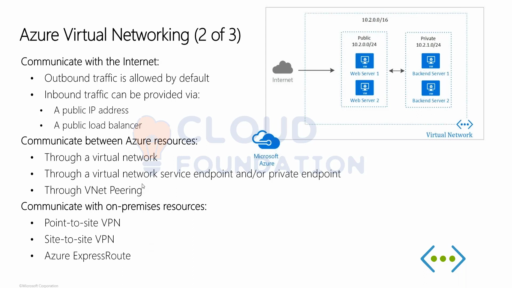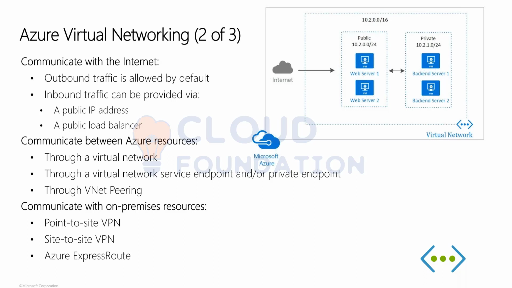Another aspect that you see over here is you can communicate via the service endpoints. You can communicate via your private endpoints as well. Now this is between service to service communication. Right? Another option that you have is you can communicate via VNet peering. So what is this VNet peering? We'll come to this in much more detail.